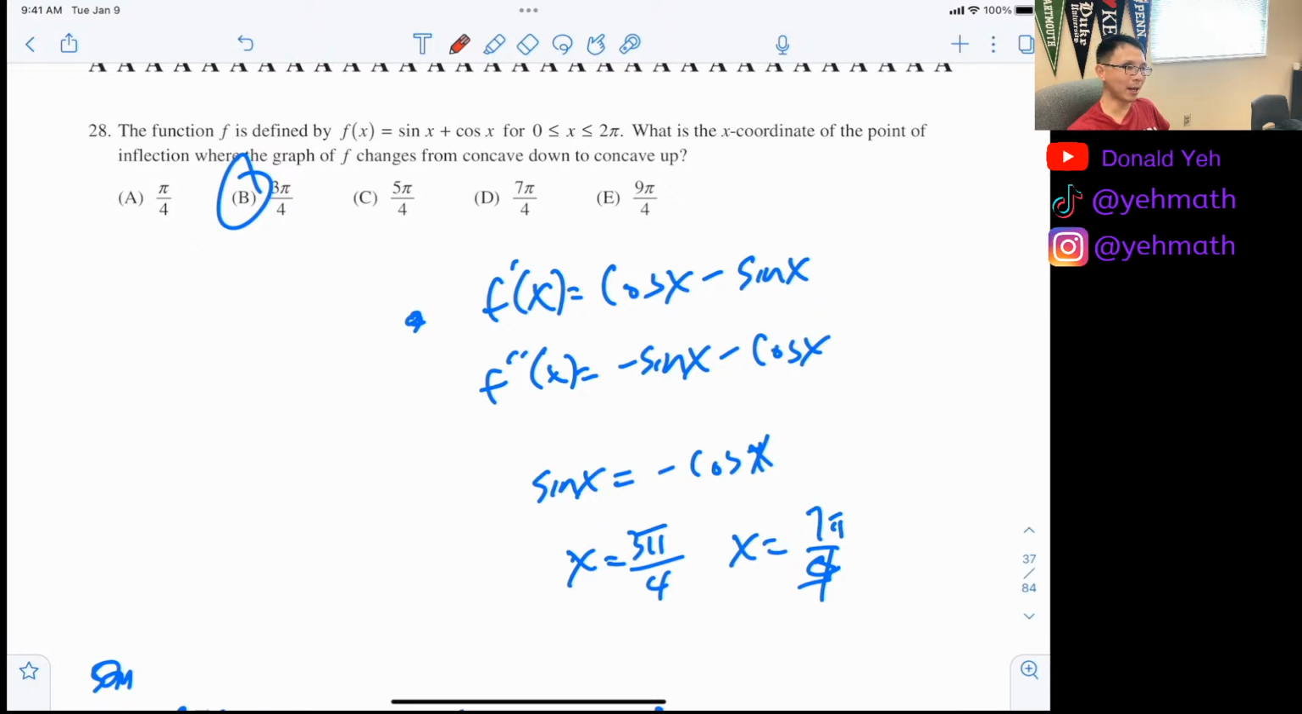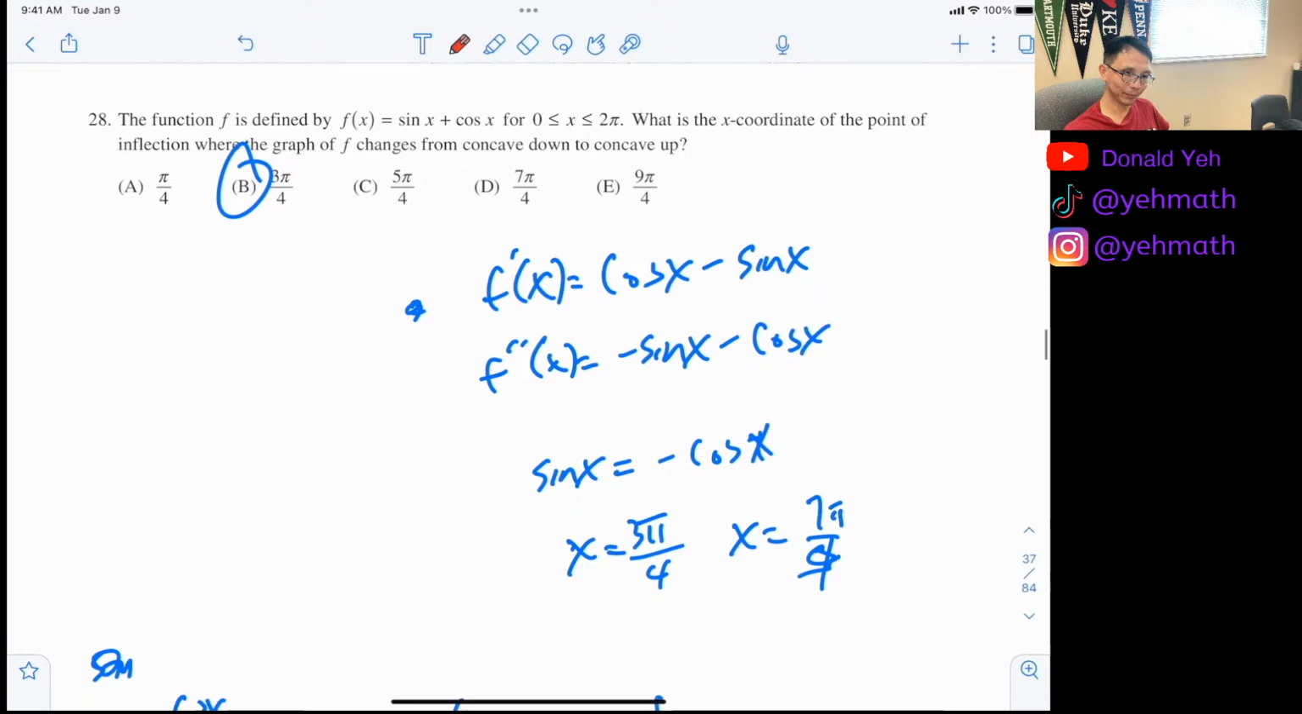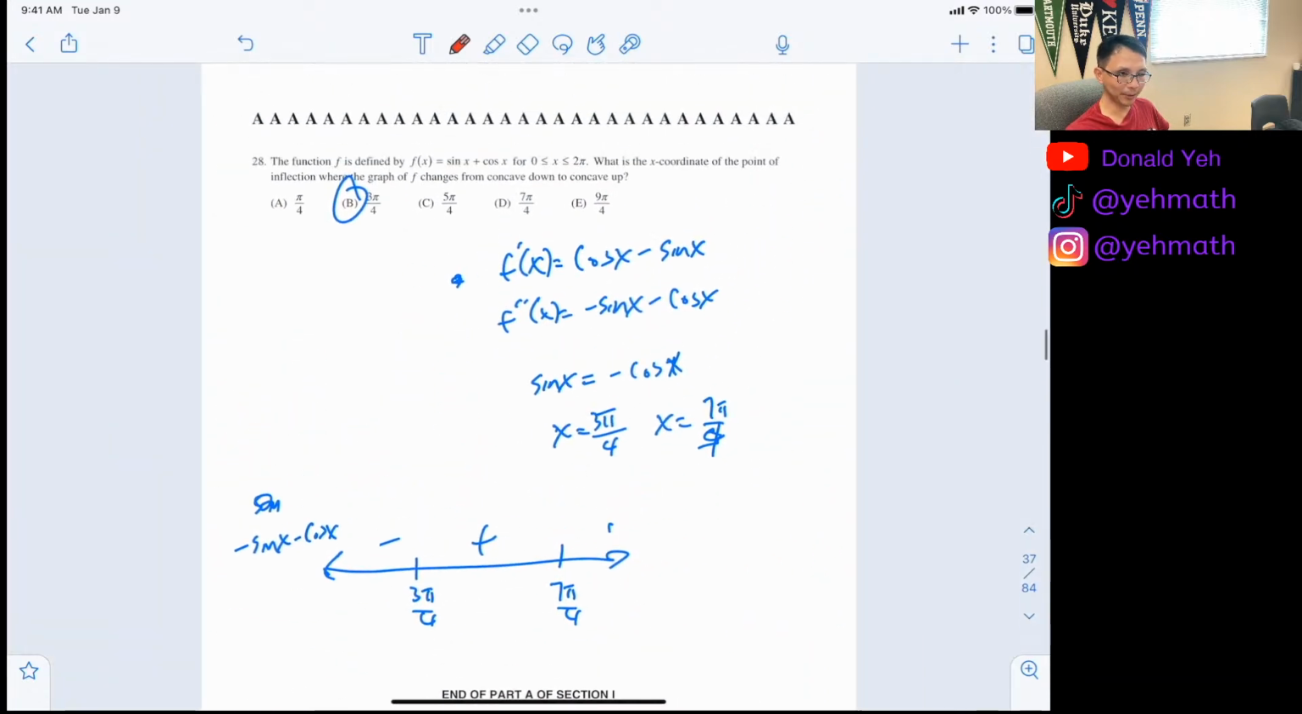So you say, okay, I need to do a number line test. So I did a number line test. I plug in. You say, wait, how do I plug in this? Well, just plug in something that's easier to plug in. So let's say pi over 2. If I plug in pi over 2, sine is going to be 1, so it'll be -1, and cosine is going to be 0, so it's going to be negative.